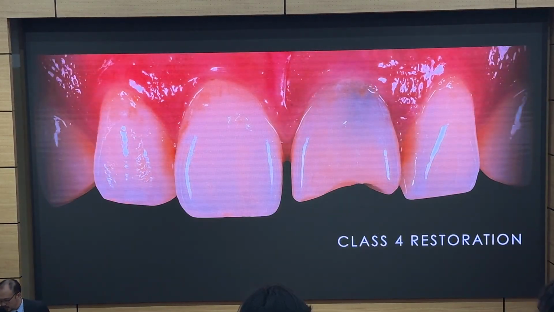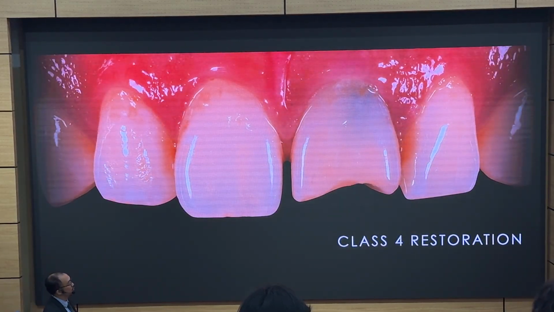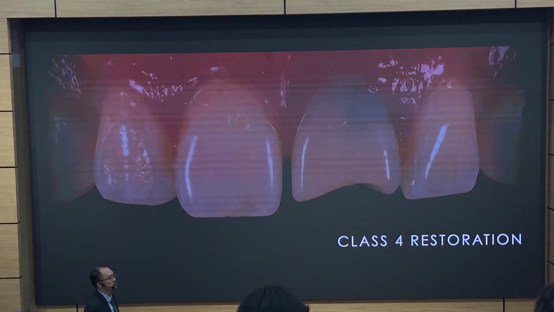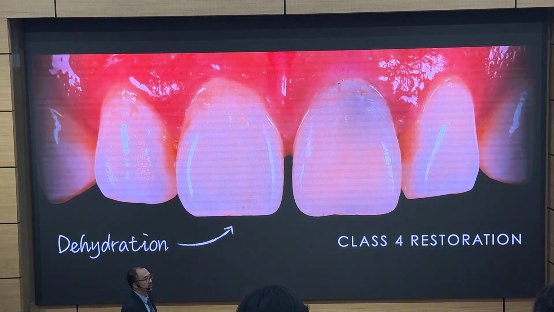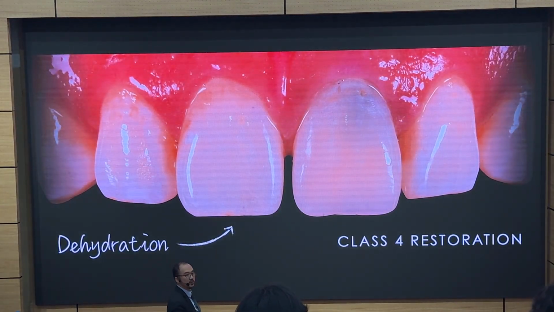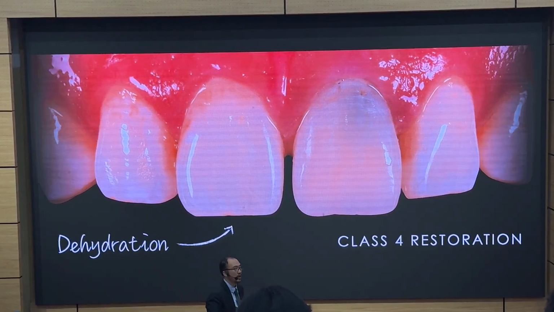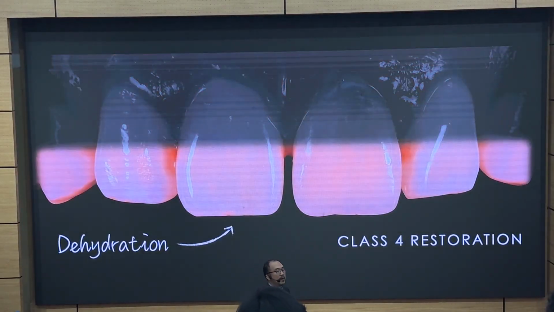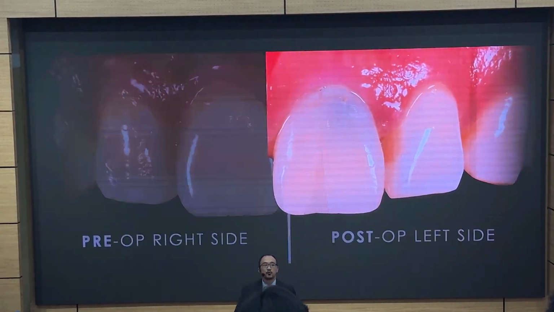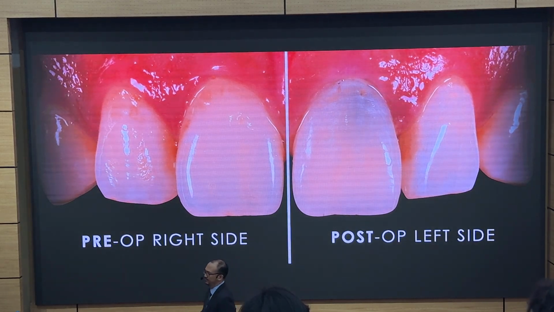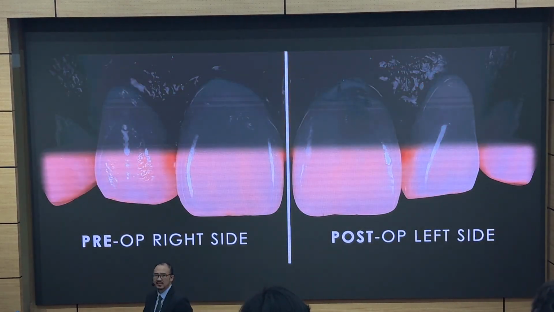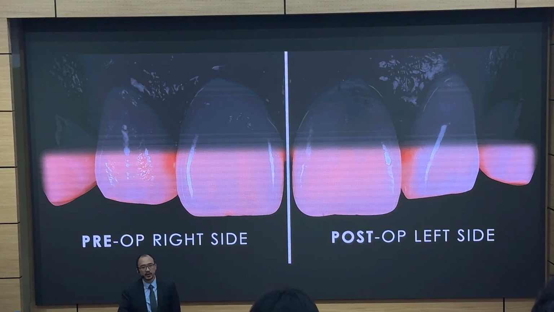Understand? Same case for this one. He didn't want to do internal bleaching for this case. He just wanted me to fix the class 4. This is what it looks like immediately afterwards. It looks like the color didn't match, but it turns out if you compare the two pre-op, actually, the color is matching quite nicely. So far, we're doing okay?